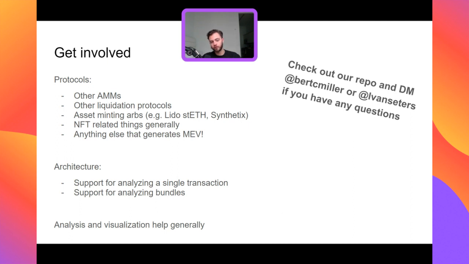On more of an architecture level, we could use some support for analyzing a single transaction and then analyzing bundles. That would enable new types of MEV strategies. You could reason about a sandwich, or a back run, as someone in the chat was talking about, or more complicated things. We're also looking for people who could help us analyze and visualize this, for example showing it on MEV Explorer.